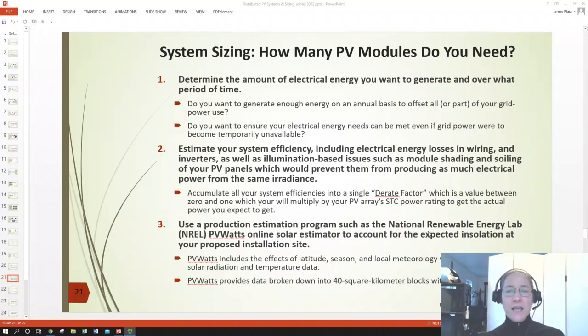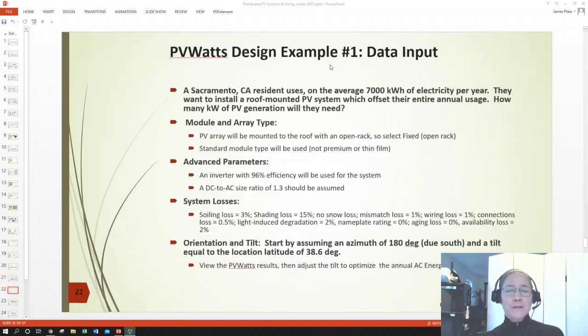But it's certainly an excellent starting point. So we're going to go through two examples. One is a resident of Sacramento, California, who wants to basically not owe anything on their power bill. So they're looking at probably going with a grid direct system, and they're very cost conscious. They want to not pay anything for power.